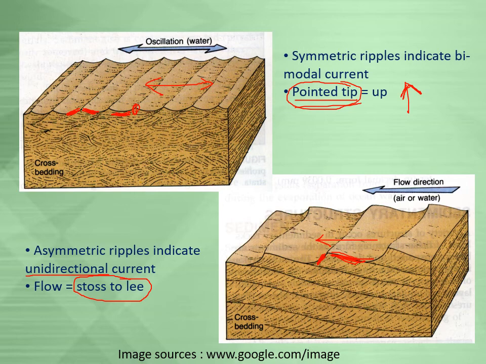But from the current ripple, you cannot say the stratigraphic top direction. Instead, you can say the flow direction. That is the flow direction from right to left. So two types of information we can get from the current ripple and wave ripple. From current ripple, we can get the flow direction by their asymmetric nature, that is flow from stoss side to lee side. And from wave ripple, we can say the stratigraphic top, that is the pointed crest point will indicate the stratigraphic top side.